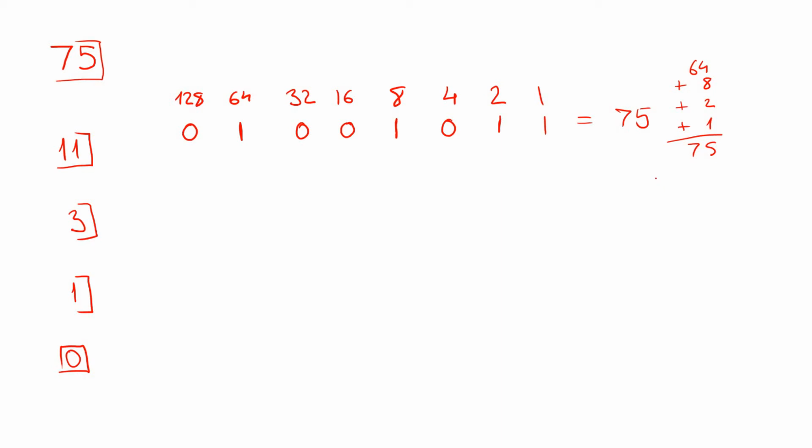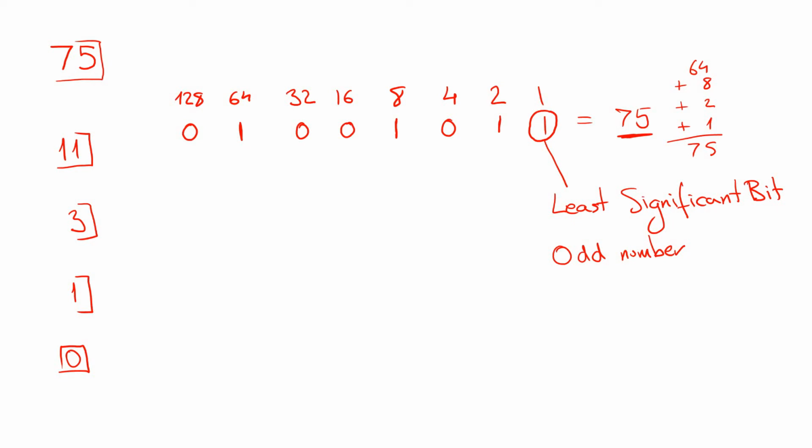Now the one other thing to mention here is this value right here, the rightmost value in binary, is called the least significant bit. This is very important because if this value is a 1, then we know the result of the conversion is going to be an odd number.